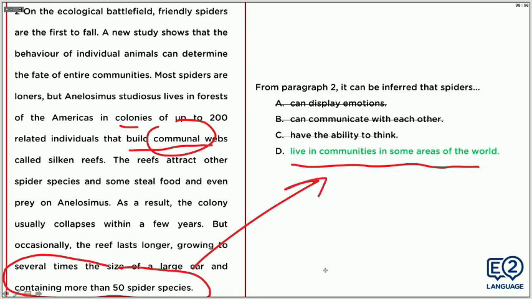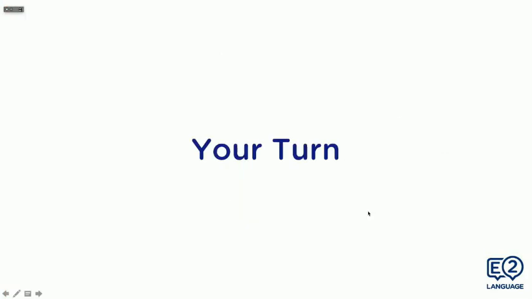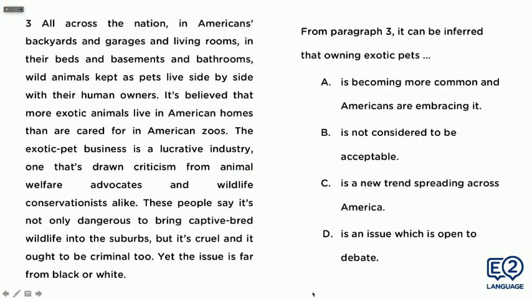So it can be inferred that spiders live in communities in some areas of the world. There's our inference. It never explicitly said this, but there is information in here that leads me to believe that D is the correct answer. Cool, your turn. I want you to answer this one. I'm going to give you a minute. Away you go.